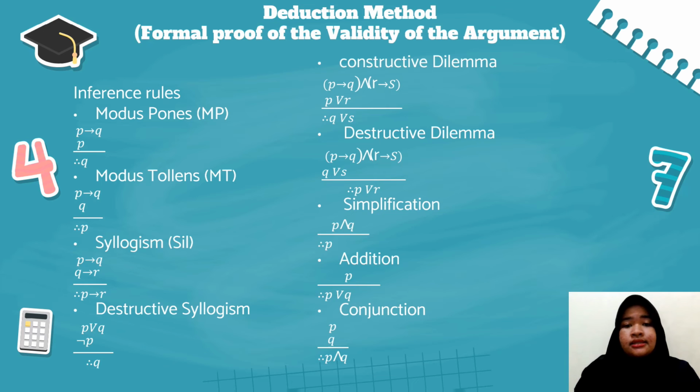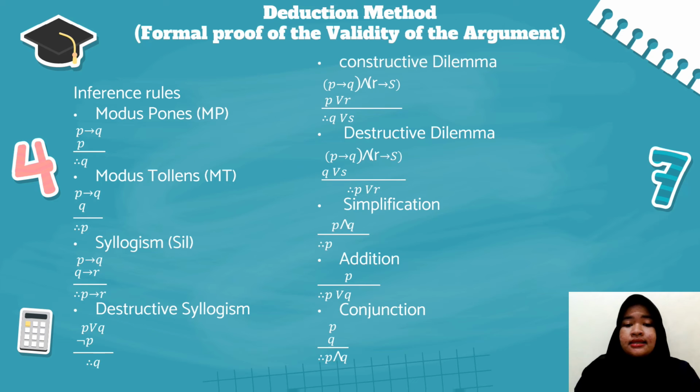Okay, the next is constructive dilemma. The first premise is P implies Q and R implies S. And the second premise is P or R. So the conclusion is Q or S. The next is destructive dilemma. The first premise is P implies Q and R implies S. And the second premise is negation of Q or negation of S. So the conclusion is negation of P or negation of R.